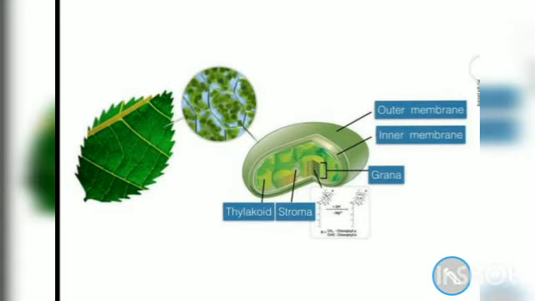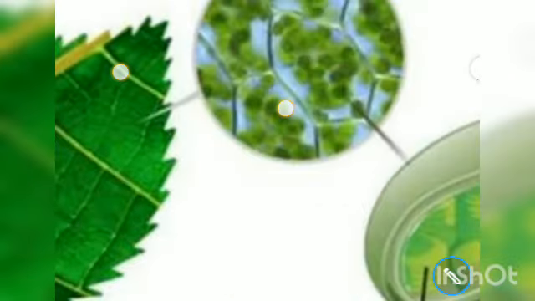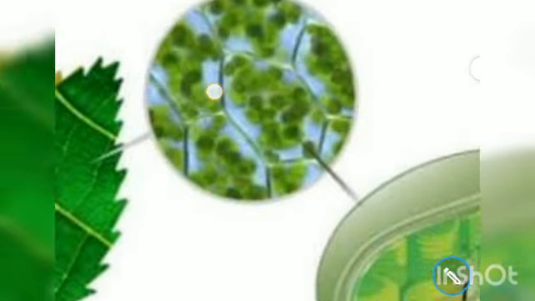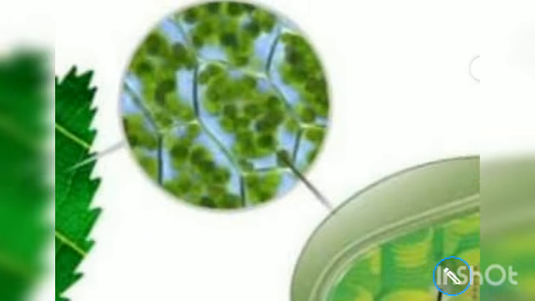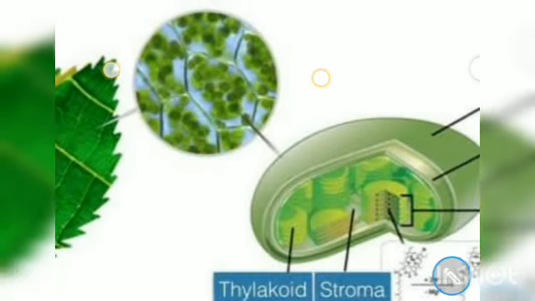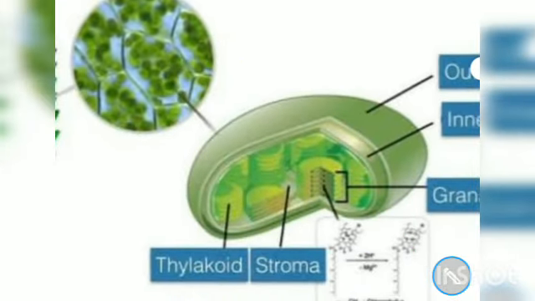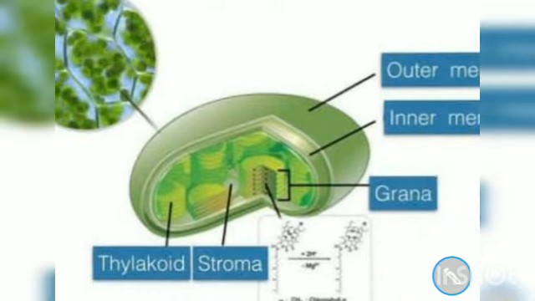Look here, you can see the position of the chloroplast in the cell. This one is the leaf, and if you take this part of the leaf, it contains this type of cell. That mesophyll cell generally consists of chloroplasts, and if you enlarge one chloroplast, you can see the thylakoids, which are arranged in a stack to form the granum, and granum's plural is grana.